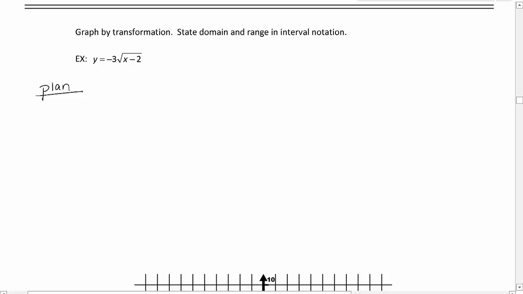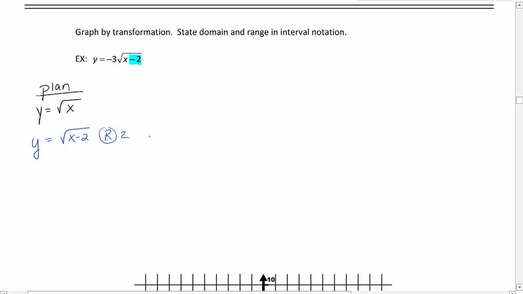We start by identifying our parent function, which will be y equals the square root of x. And now we're checking for our transformations in order. The first transformation we're looking for is a horizontal shift. We recognize that when we have plus or minus a number inside the function. And in this example, we do have minus a number inside. That tells us that we are going to have a horizontal shift. And our direction is always opposite the sign we see. So we are going to be going 2 to the right.